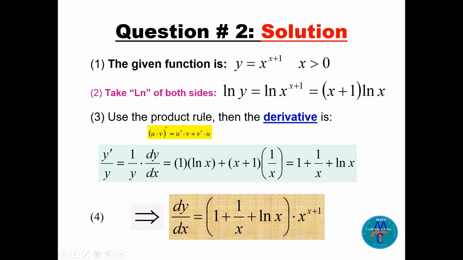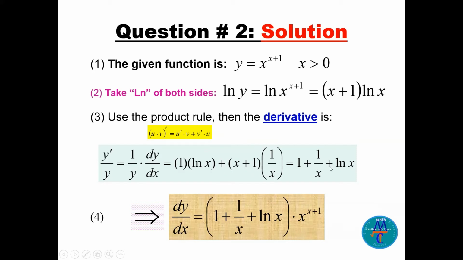So let's take the derivative now on the left, y prime over y, which is 1 over y times dy over dx. Now the derivative of the product: derivative of x plus 1 will be 1 times ln of x, plus x plus 1 times the derivative of ln of x, which is 1 over x. Simplify that. So what do we get here? ln of x, that's there. Multiply x times 1 over x is 1. Multiply 1 times 1 over x, 1 over x.